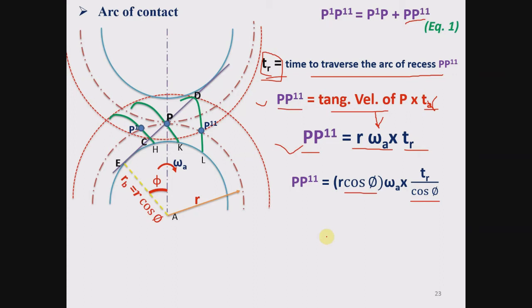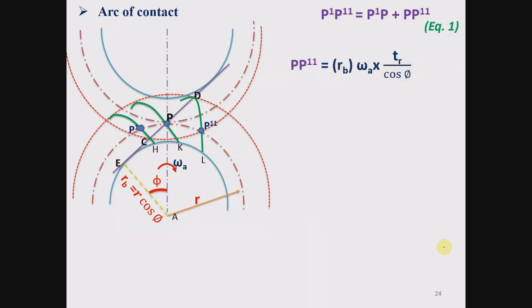Multiply and divide the equation by cos of phi. Now we know why we are doing this. We have done this while determining the arc of approach. What is arc cos of phi? It is RB, base circle radius. Correct. So let us substitute RB for arc cos of phi. So arc length P double dash is equals to RB into omega A into TR upon cos of phi. So hope all of you have written this.